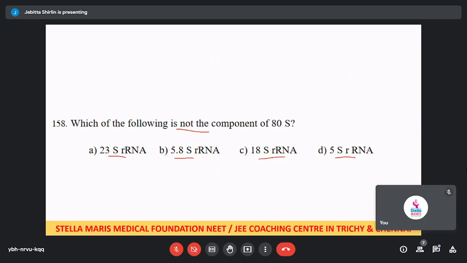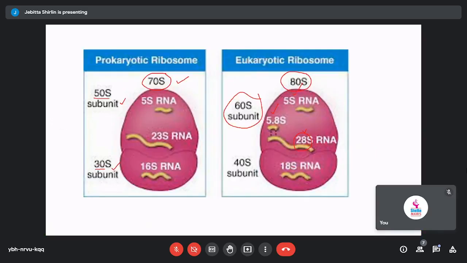And you have 18, ma'am, also. Yes, ma'am, 18 is also missing, ma'am. No, no. You have 18 here in the 40S unit, right? Ma'am, but the question is about the 60S subunit. Just give me a second, I'll just go through.